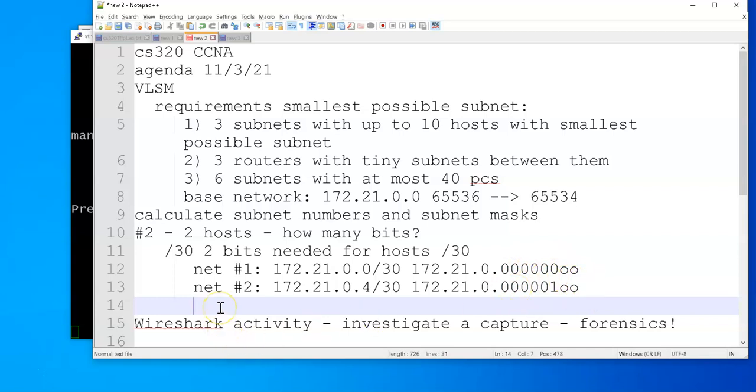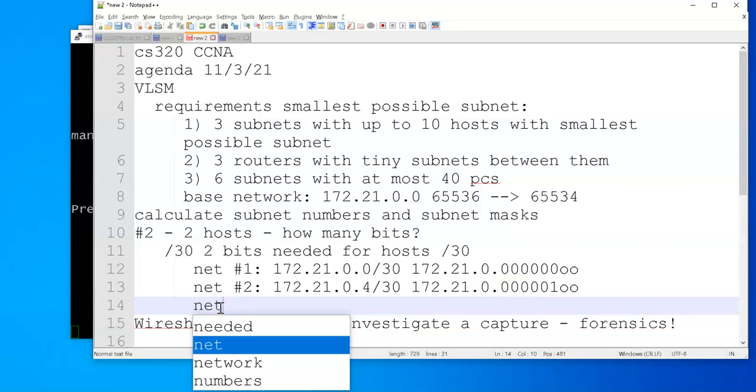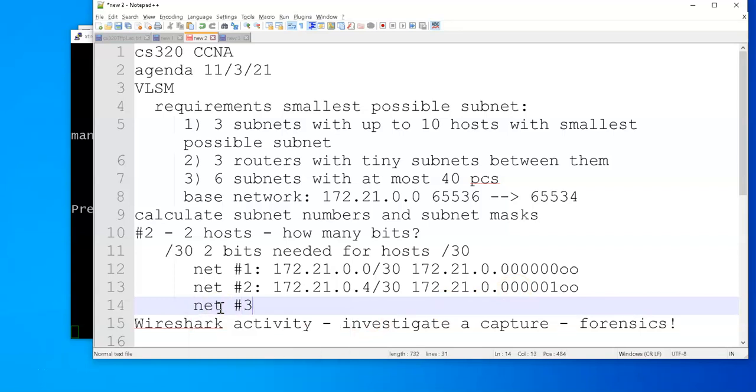All right, Jonathan, what's the next network? We only need 1 more because we don't have those 3 routers. What would its network number be for the third tiny subnet between 2 routers? I only need 2 devices. 0.8. That last octet sure looks like the right number. Yeah, 0.8/30. And once you do a couple, you realize, oh yeah, they just go up by 4 each time.